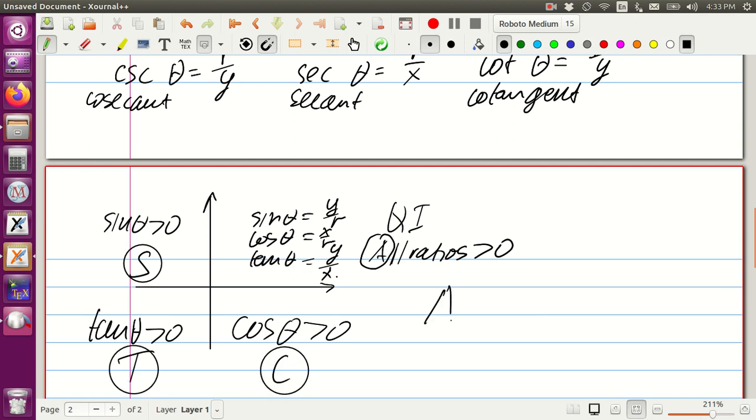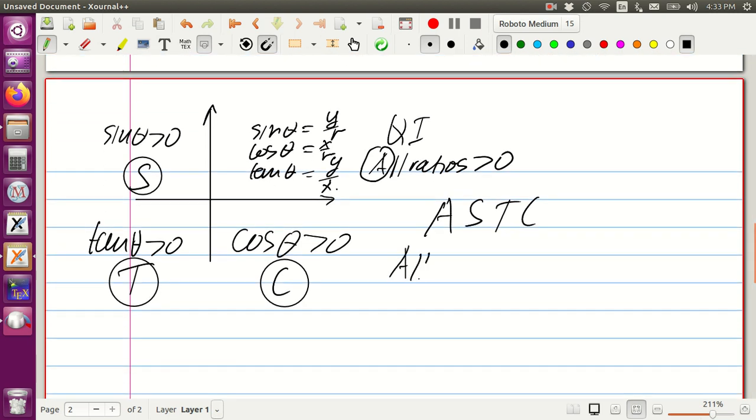So the rule is the ASTC rule. We're moving counterclockwise because it's a positive direction. So all students take calculus, right? All students take calculus. It's not really true. A lot of students don't take calculus, but for our purposes, it's good enough.